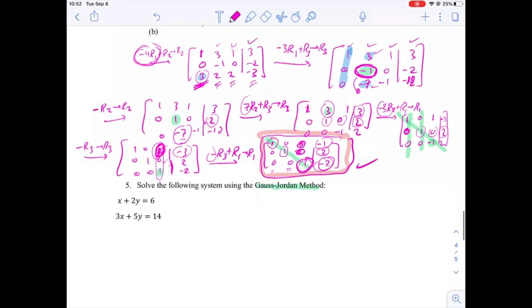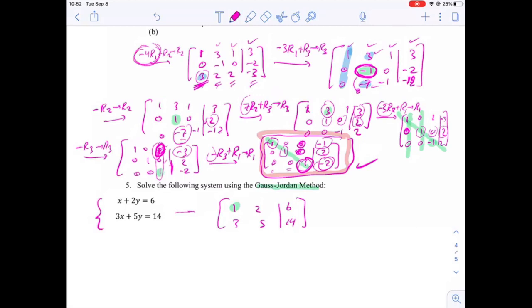Okay, so let's apply the Gauss-Jordan method to solve this 2x2 system. So we first write this as an augmented matrix. We have 1, 2, 6, and 3, 5. Those are the coefficients of the second equation, and 14 is the constant. So we write it as an augmented matrix, and then we write the augmented matrix in row reduced form. So let's look at the first element here, in the first row, first column. It's already 1, so we are fine.